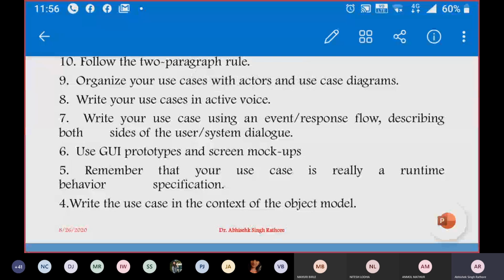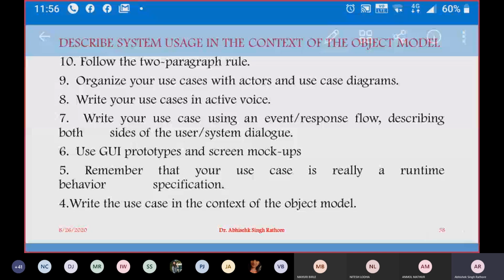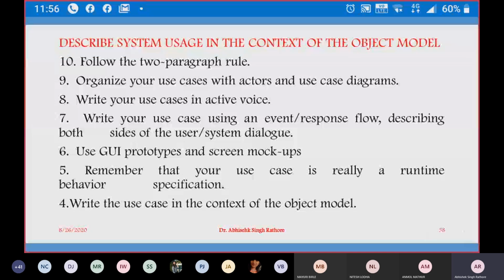Then the next one is that write your use cases using event response flow, describing both sides of the user system dialogues. So when a use case is triggered by a user, the system has to respond to each trigger from your use cases.